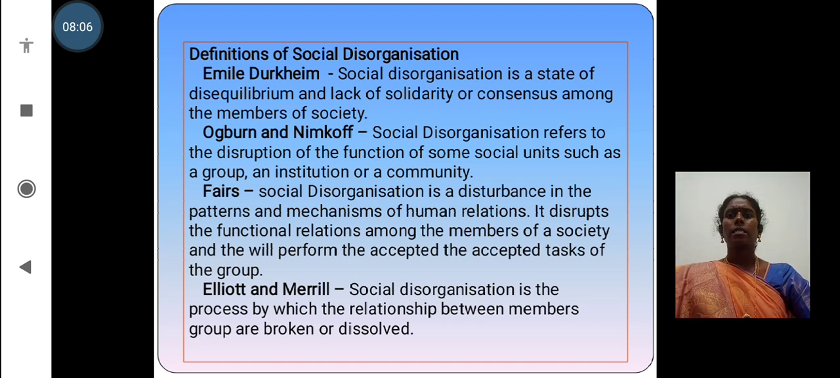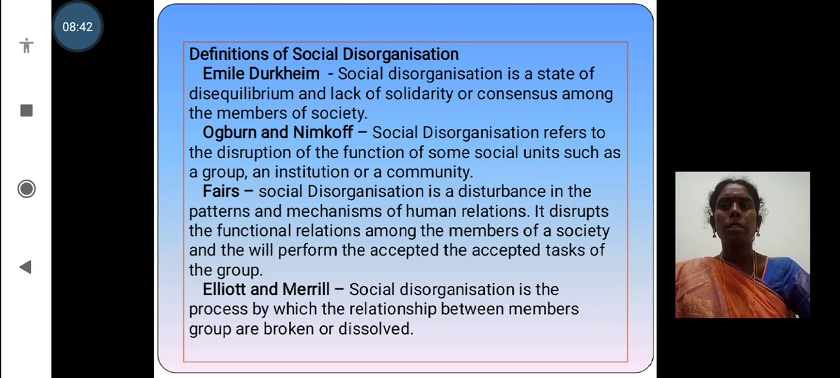Next, Faris defined social disorganization as a disturbance in the patterns and mechanisms of human relations. It disrupts the functional relations among the members of the society, and they cannot perform the accepted tasks of the group. Human relations vary from one person to another, and that always disrupts societal activities. This is social disorganization according to Faris.